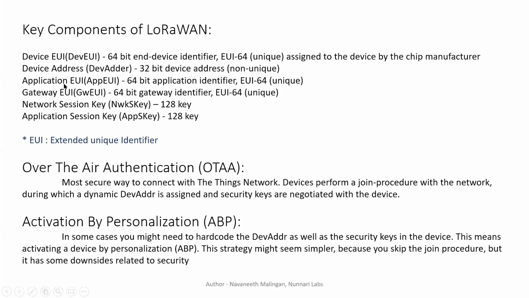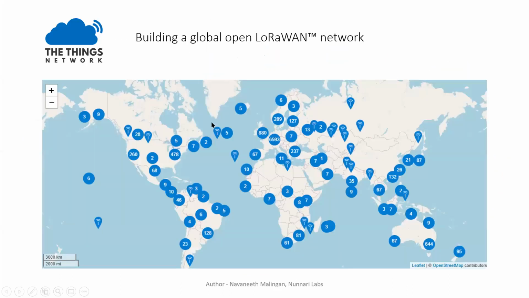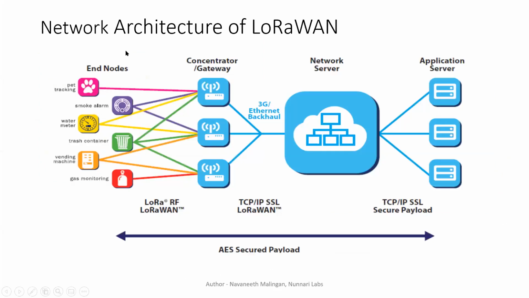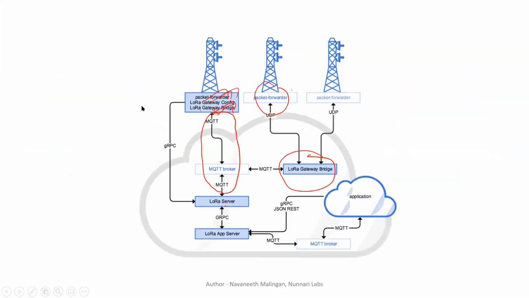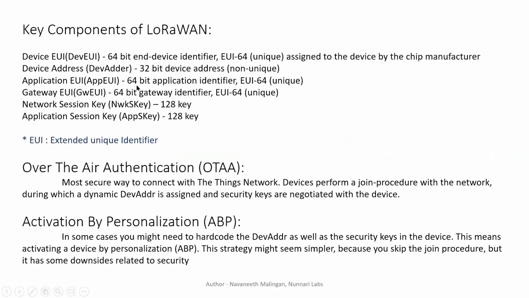Okay, and next you have app UI, application identifier. So for both the end device and the application, we have an identifier. See if you come to this diagram, here you have the end device. For the end device you will have a device UI and device address. For the application also you will have an address, called app UI, application extended unique identifier. App UI is a 64-bit address.